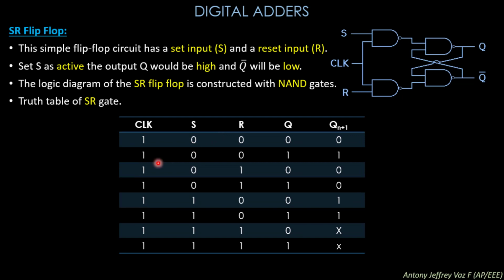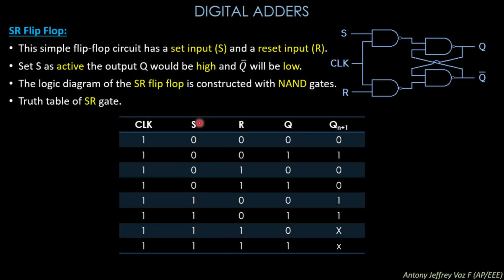This is the truth table of the SR flip-flop. You can see the clock signal should be 1, and if the clock signal is 0, the SR flip-flop will not work. These clock signals represent the working condition of the flip-flop, which is made up of edge-triggered devices. Here there are states. These two rows represent one state, and these two represent another state, and so on.